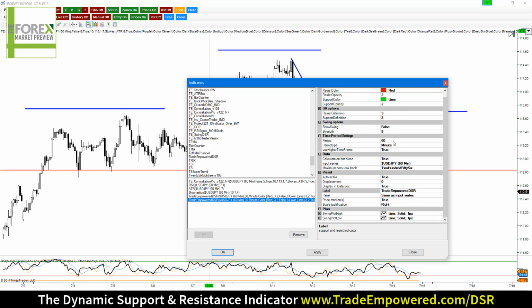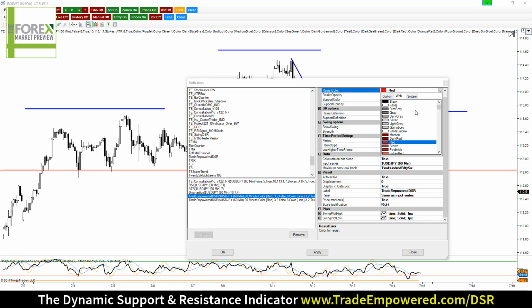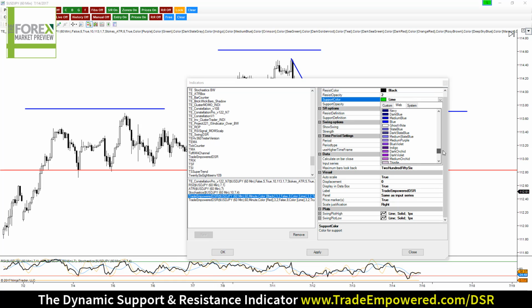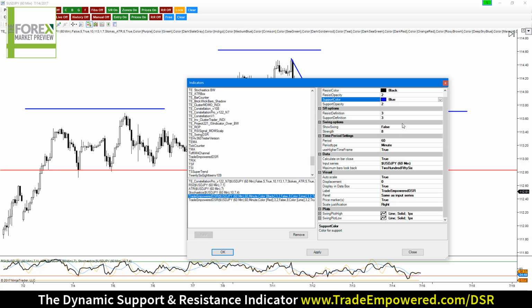I'm going to take one DSR here, and I'm on the hourly time frame. I'm going to set it to my higher time frame, which is the 240-minute time frame, or better known as the 4-hour chart. I'm then going to take my second DSR level. I'm going to change the colors because I don't want to confuse myself. Let's make this black and orange. No, blue. Black and blue.